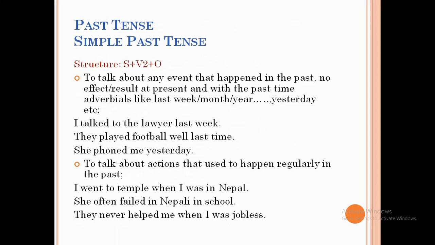She often failed in Nepali in school. When she was in school, she often failed in Nepali. They never helped me when I was jobless. So, when I was jobless, when I was not working, or when I was not earning, they never helped me. In these situations, we can use simple past tense.